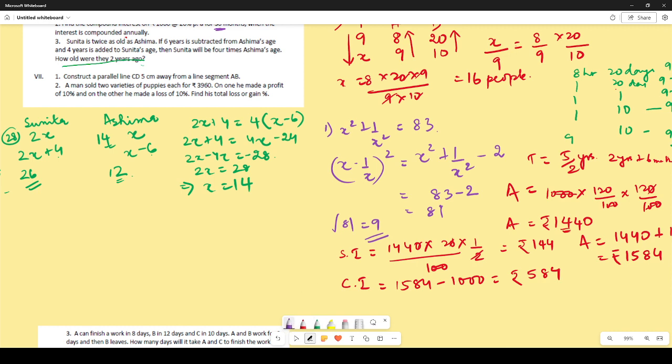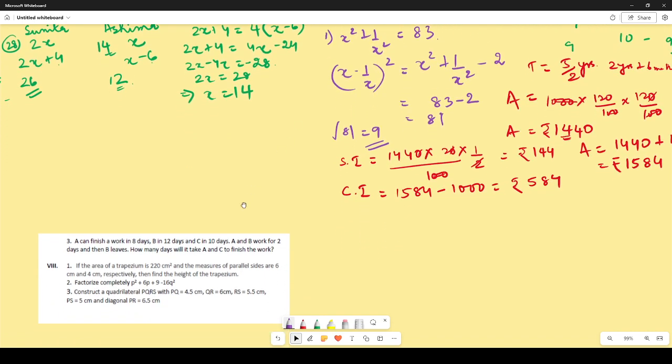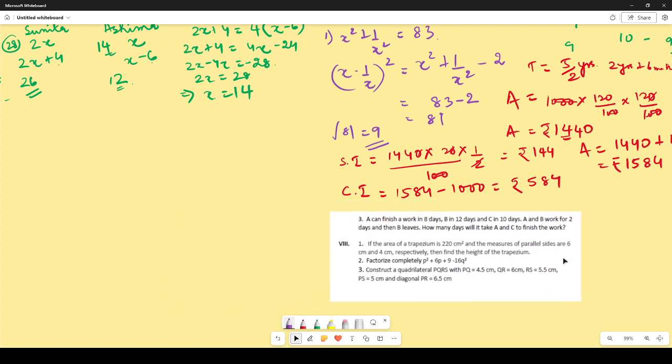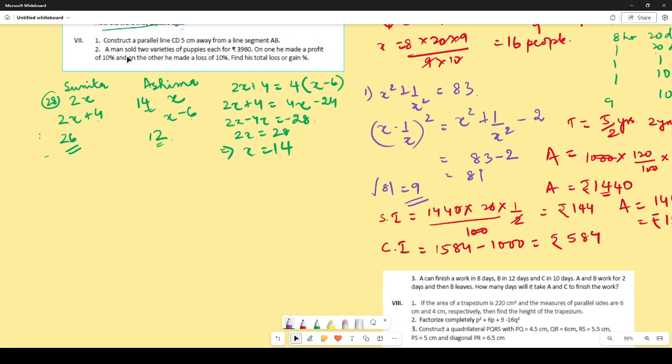Now let us take up this question, which is a man sold 2 varieties of puppy, and many of you once again committed the mistake where you thought of this as CP. It is not CP, it is SP. So when we are looking at this question, SP of 2 puppies, SP is rupees 3960. For the second puppy also, SP is equal to rupees 3960. Now what are you supposed to do over here? You are supposed to find out the CP.